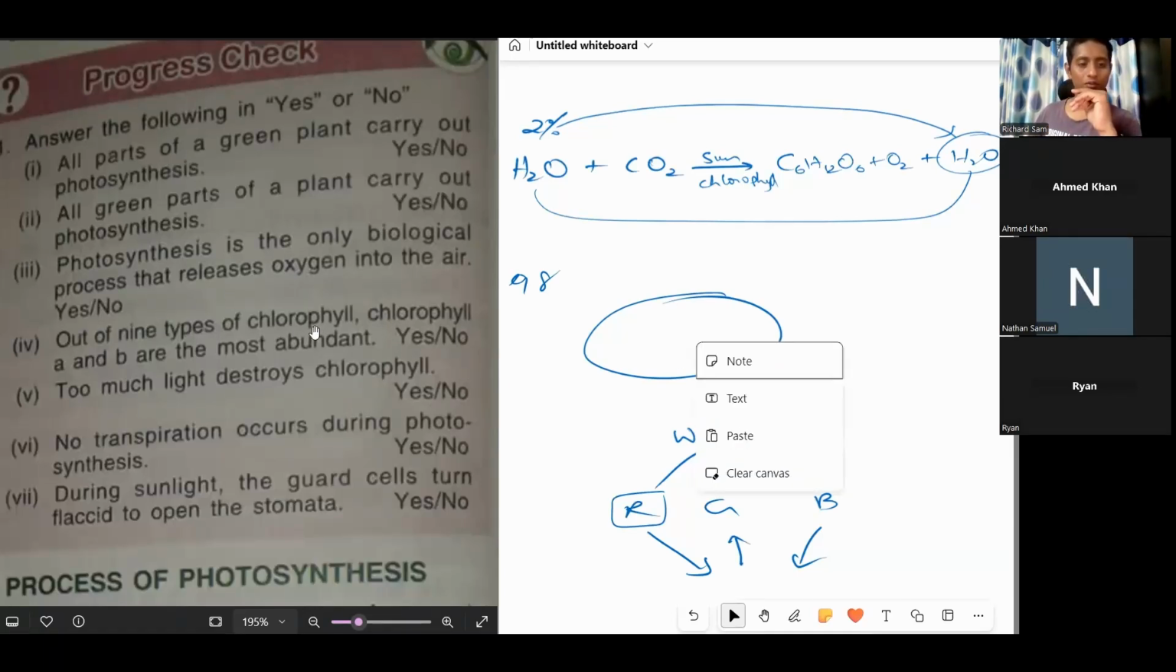Out of 9 types of chlorophyll, chlorophyll A and B are the most abundant. Too much light destroys chlorophyll.